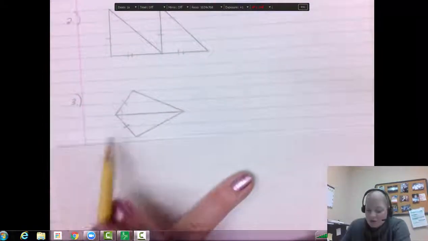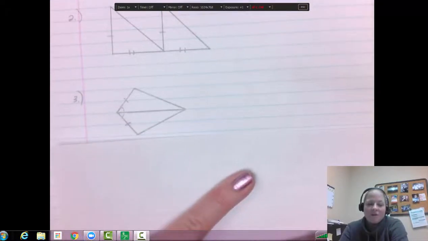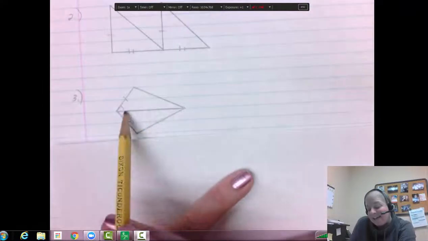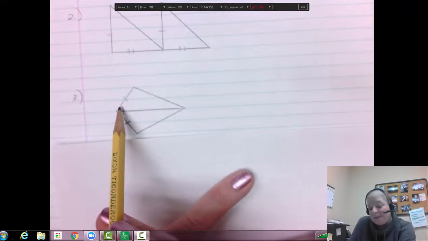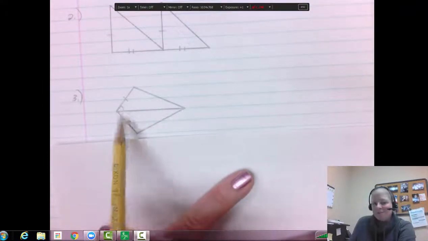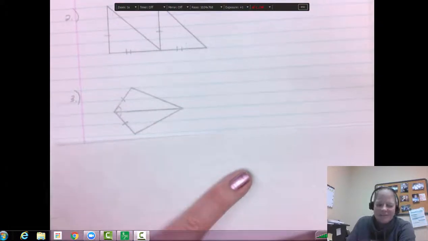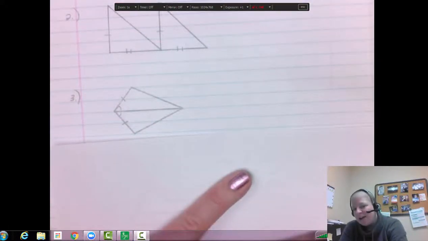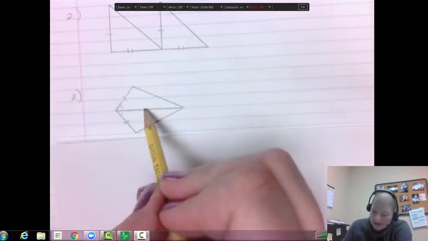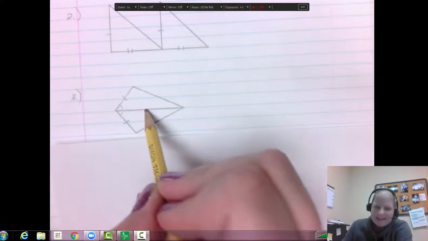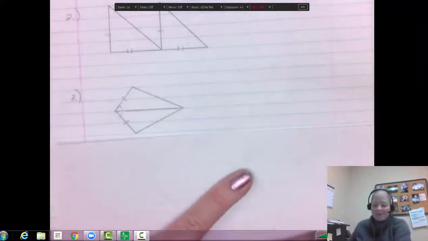What about this one? And these little arches, right, mean that those two angles are congruent. Or I could have said this line is going to be the midpoint of that angle, so that's showing those angles are congruent. Could I prove these two triangles congruent? Yeah. Side, angle, side, because that's the same side. We use that reflexive property.